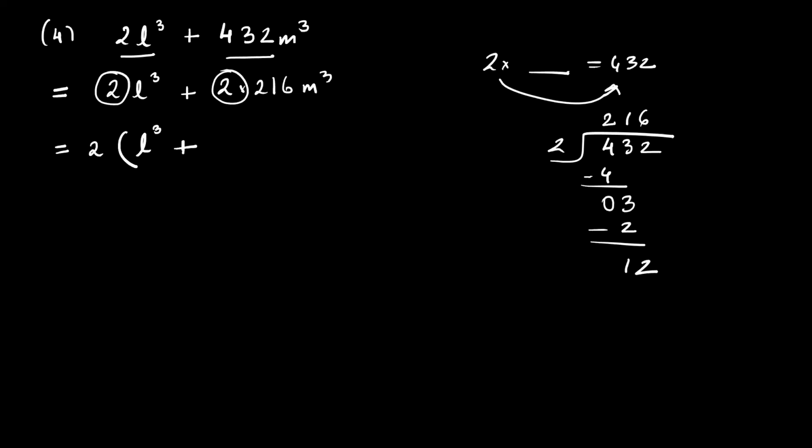And what is remaining here? 432M. No sir, 2 sir. 2 went outside, so what is left here? 216. Only 216 is left. Yes sir, M cube. Okay, so now we have taken 2 common.